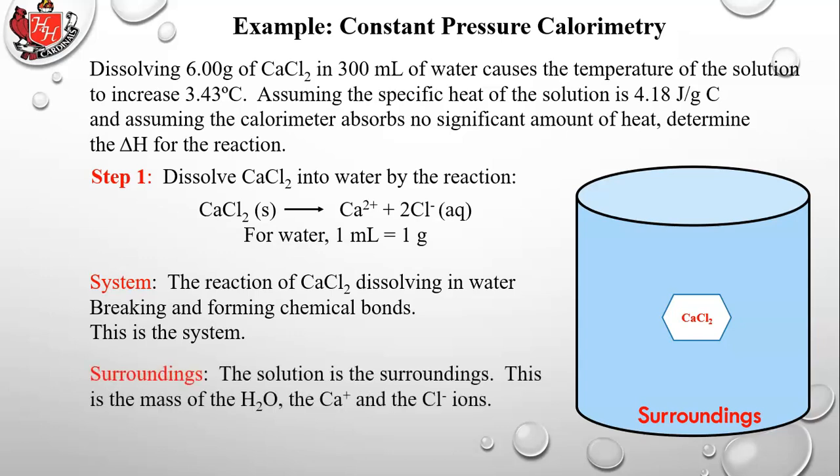The surroundings is the mass or the matter that's in that container. So that's going to be the mass of the water, the calcium ions, and the chloride ions. Those are all going to be absorbing the heat that's coming out of those bonds breaking and reforming, so that's going to be the surroundings.